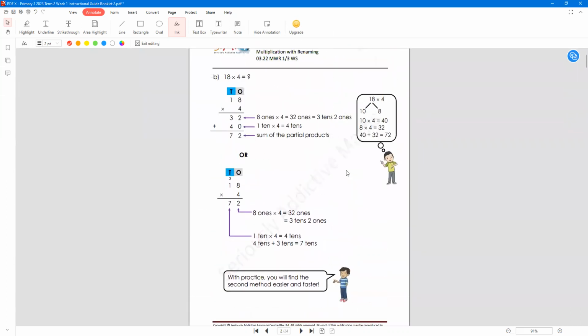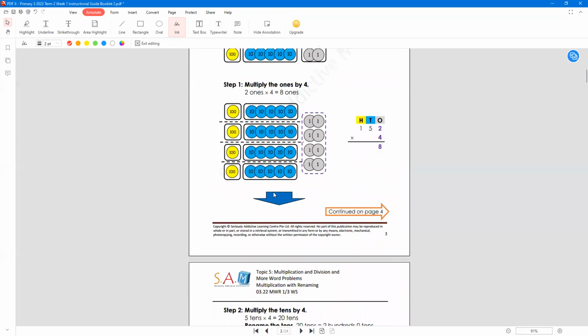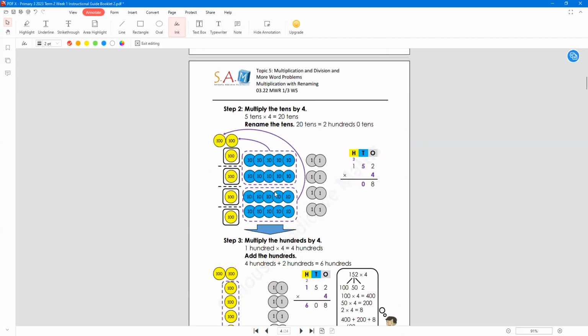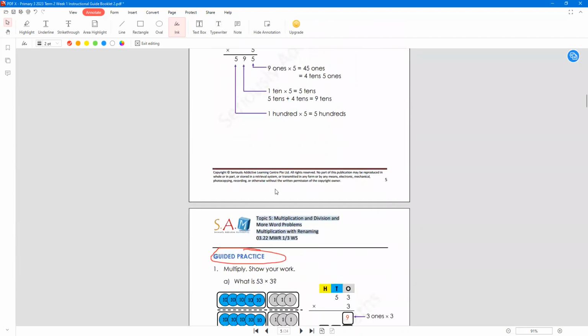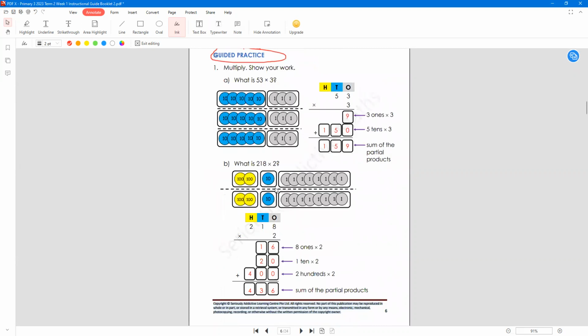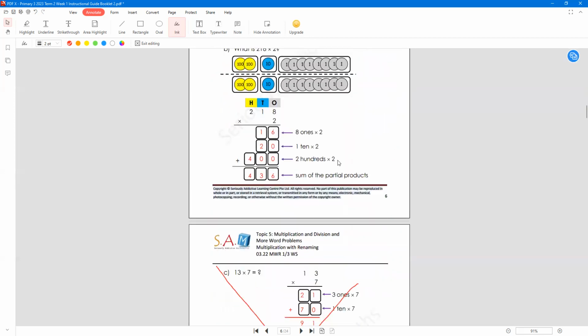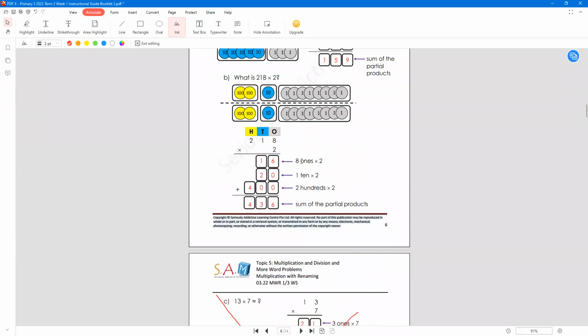Now, instead of using this to demonstrate, which is a bit confusing, I would suggest that perhaps we can just go to the practice question, the guided questions here. So ask them to go to page 6, and then we do 53 times 3, right? So 3 times 3 equals 9 ones. 3 times 5 tenths equals 15 tenths, right? So 150. Add them up all together. Okay. Then one more question, just to know that they understand.